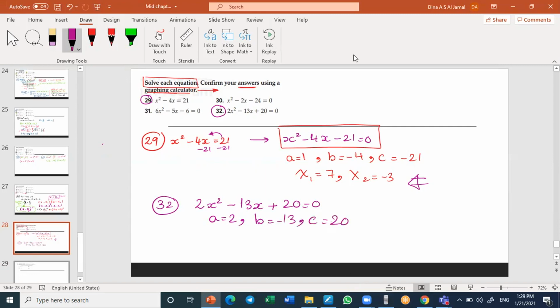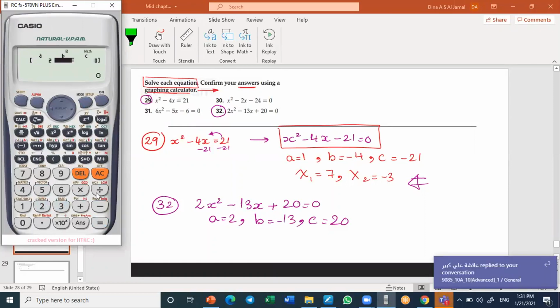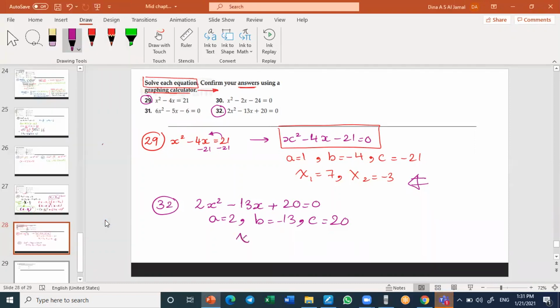Now use the calculator again, which is all about you entering your coefficients. So 2 is equal to, minus 13, which is your b. Now your c, it's all about your 20. So your x1 is 4, your x2 is 5 over 2. And that's it.